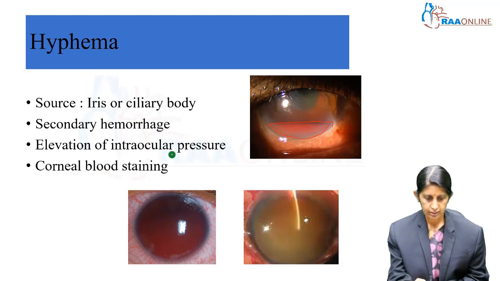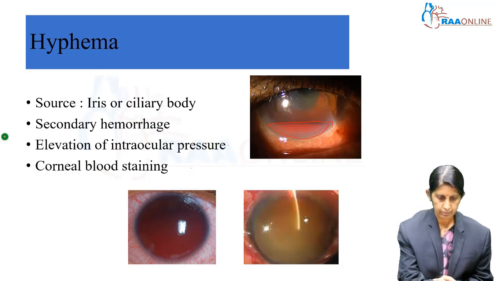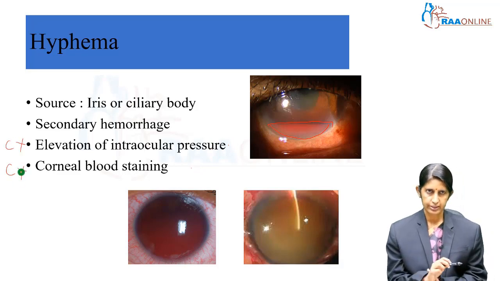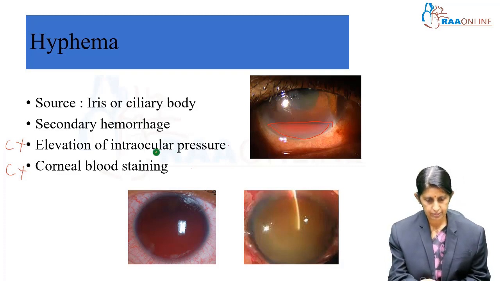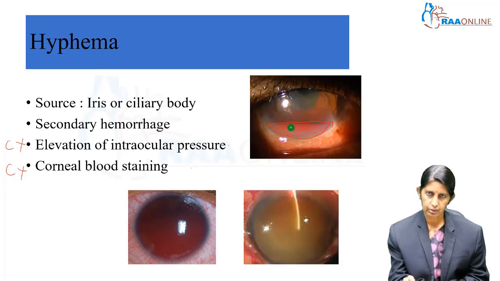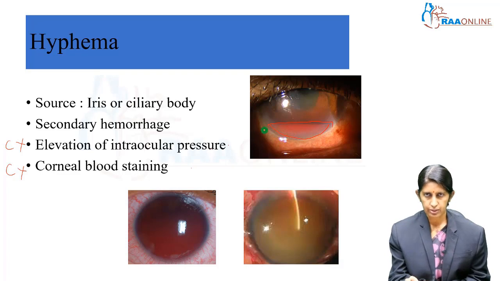Now, patients also have to be observed for the presence of two complications. One is elevation of intraocular pressure. The second complication is corneal blood staining. So these are two things that we need to watch out for. Who is at risk of elevation of intraocular pressure and corneal blood staining? Those with hyphemas which do not occupy more than one third of the anterior chamber and are present only in the inferior one third usually resolve, as long as there is no associated problem.